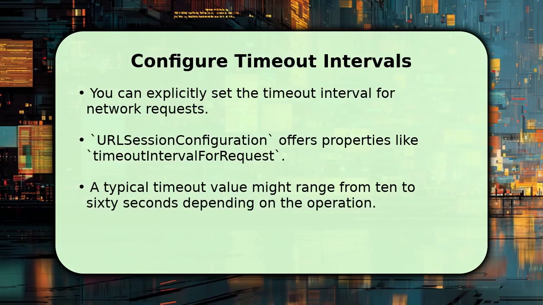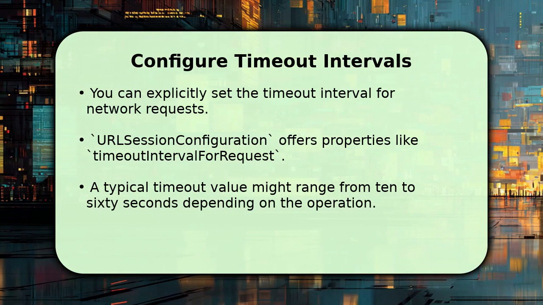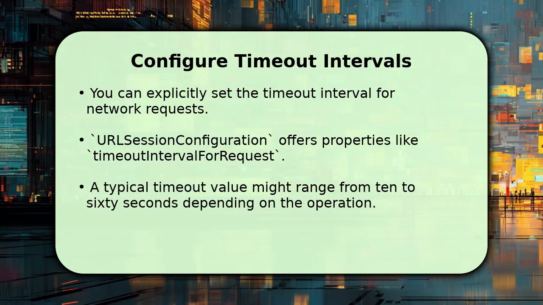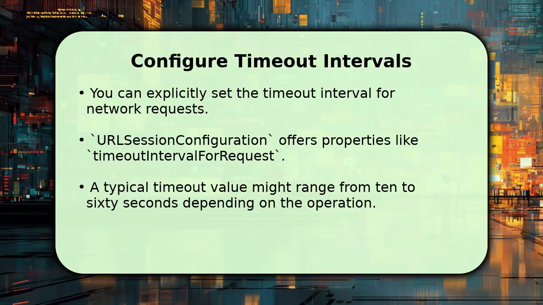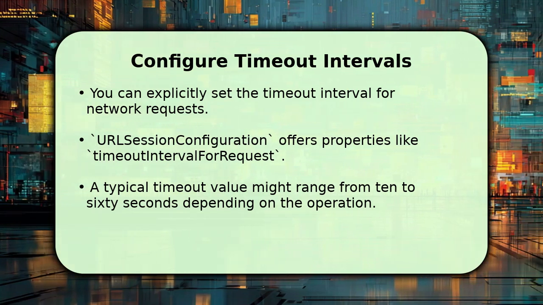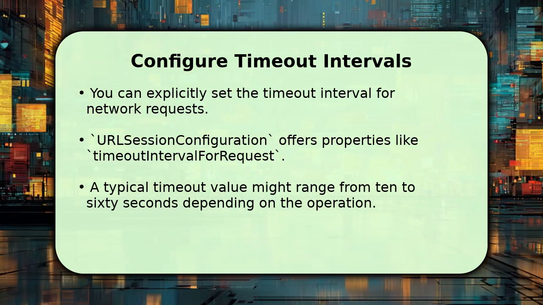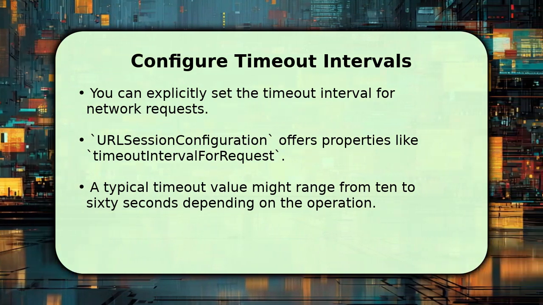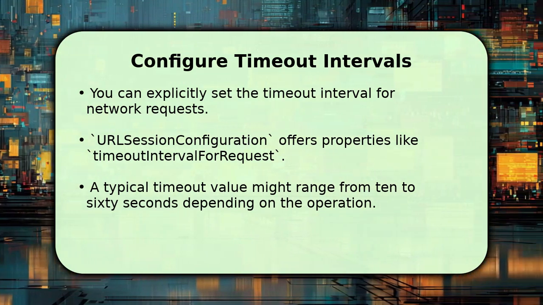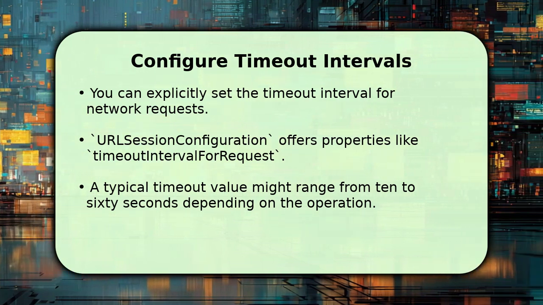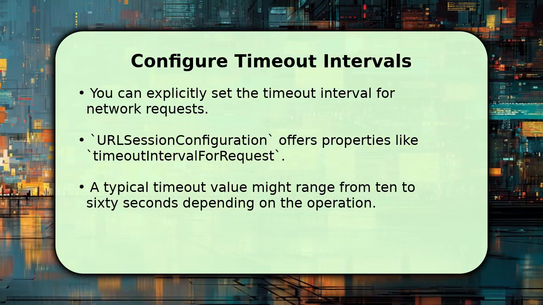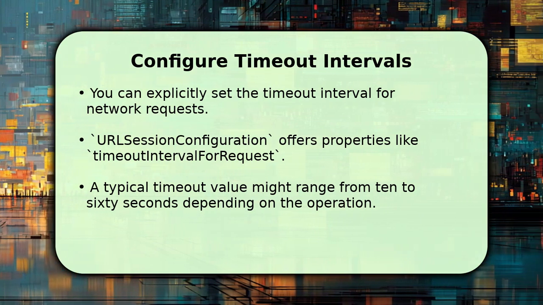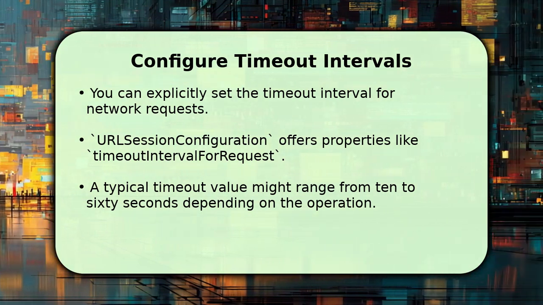Adjusting your network request's timeout interval is often the most direct fix. Swift's URLSession configuration allows you to customize timeoutIntervalForRequest and timeoutIntervalForResource. For example, setting it to 20 seconds might be appropriate for many API calls, while complex uploads might need 45 seconds. Remember, a very short timeout can lead to premature failures, but a very long one makes your app feel sluggish.